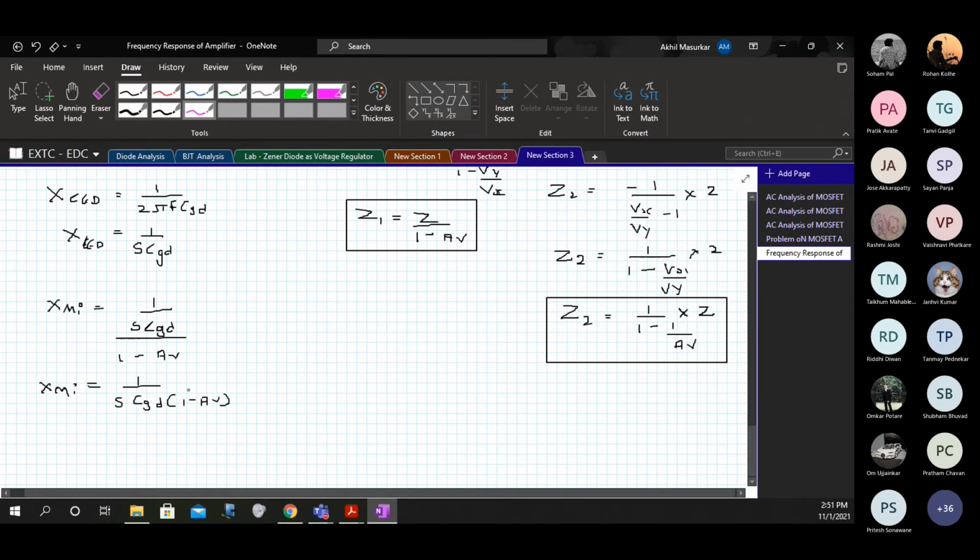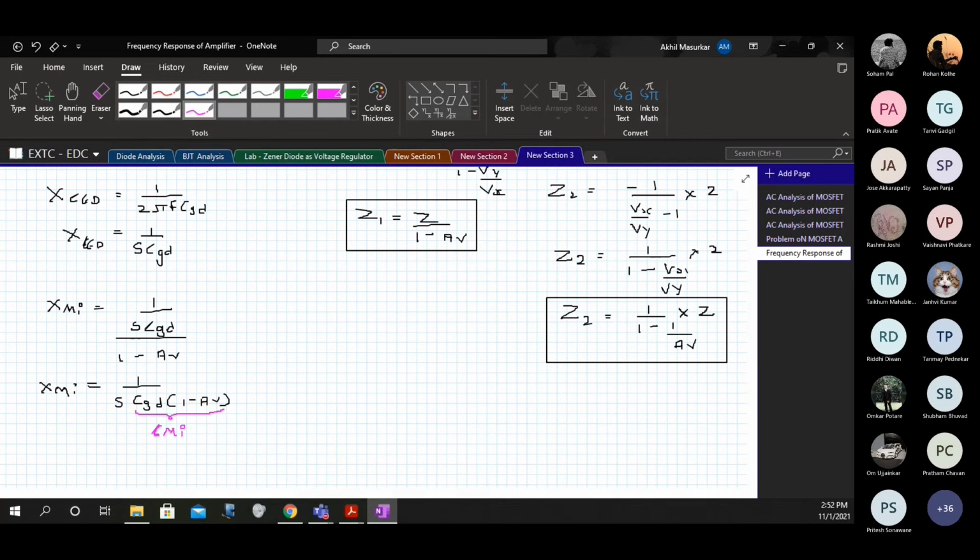Now, if you look at this term, what it means is that the value of the capacitance, if you try to put CGD on the input side, it increases by, so this value is C Miller on the input side. So the value of CGD increases by 1 minus AV. Okay, it increases by 1 minus AV when you put it on the input side.